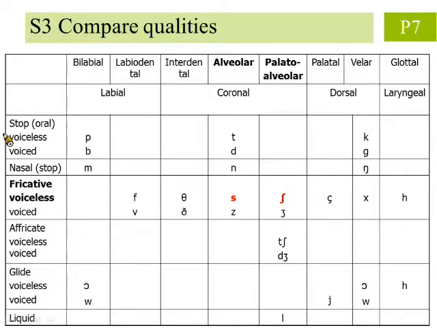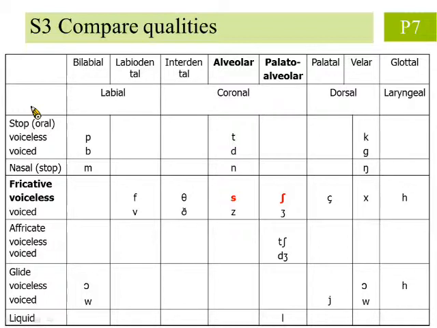In step 3, we compare the qualities of the two consonants. Let us look at this table. We see that it is different from the table in the textbook, which combines palato-alveolar with palatal into one big category called palatal. However, here the table makes a distinction between the two.